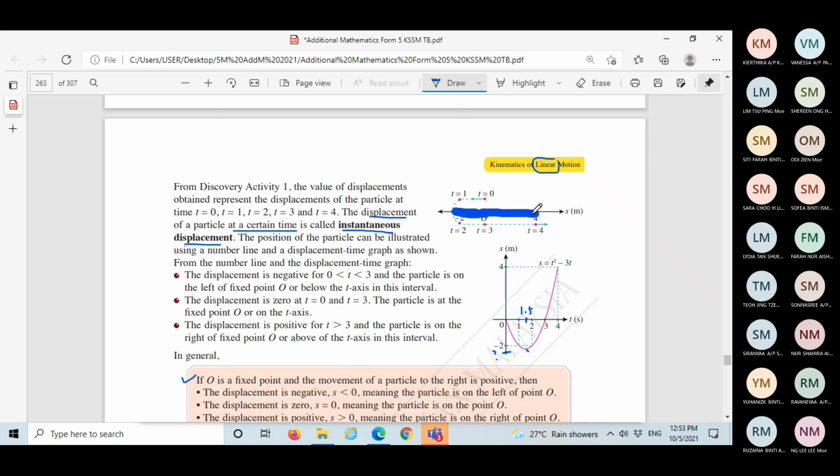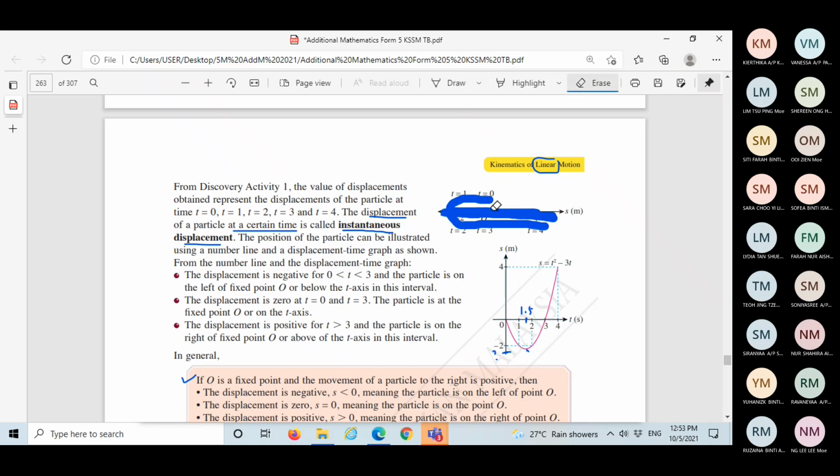So you see, actually the particle is always on this line only, linear. It will not move like this diagram, which maybe you will misunderstand. No, actually the particle moves like this only, along this line only, linear motion.